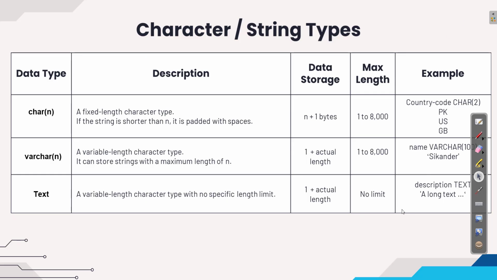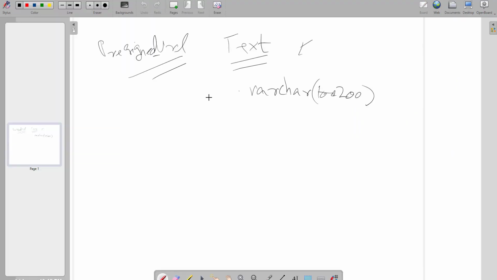It has no limit and is long. It uses the actual length plus 1. So for example, if this pre-signed URL has 500 characters, it will consume 1 byte for each character, 500 plus 1. So it will consume 501 bytes of data storage.